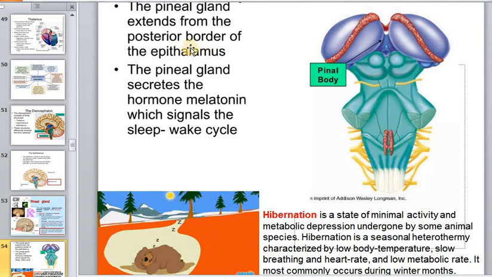It extends from the posterior border of the hypothalamus, and the pineal gland secretes the hormone melatonin, which signals the sleep-wake cycle. Do you know these animals which just hibernate? Hibernation is a state of minimal activity and metabolic depression undergone by some animal species, and some species can just sleep all winter. Hibernation is a seasonal heterothermy characterized by low body temperature, slow breathing, and heart rate.